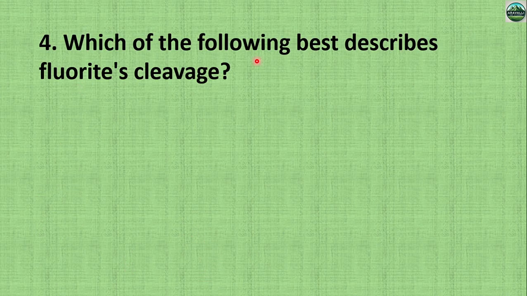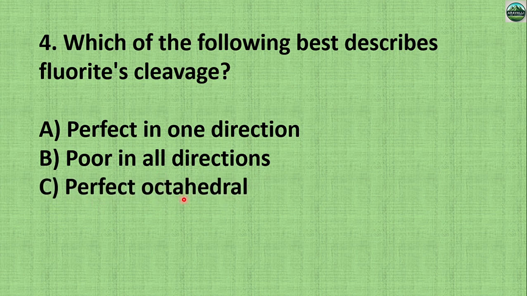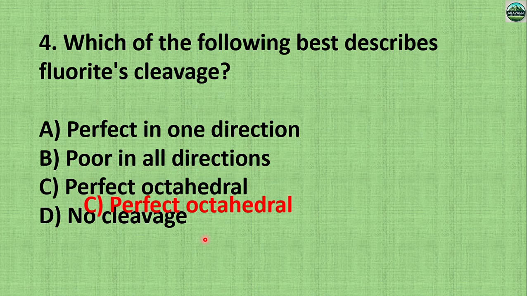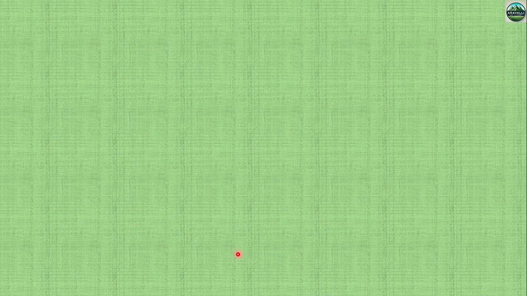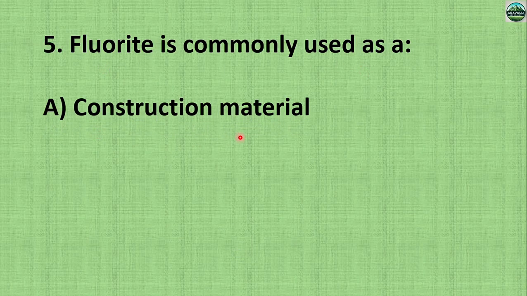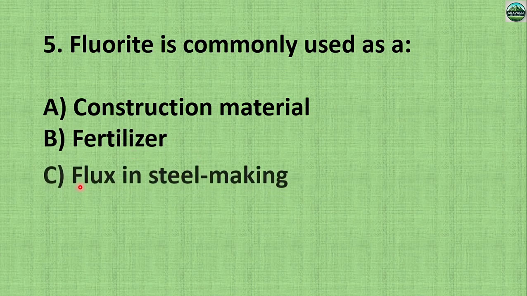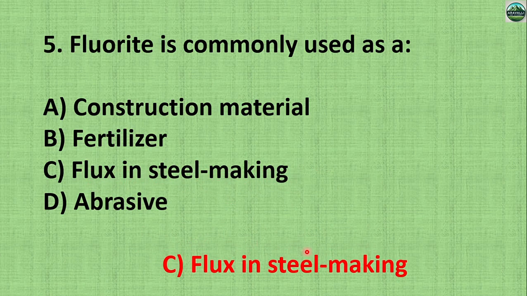Next, which of the following best describes fluorite's cleavage? Perfect in one direction, poor in all directions, perfect octahedral, or no cleavage. Which one is the correct answer? Fluorite cleavage is perfect octahedral, or perfect in four directions. Next, fluorite is commonly used as a construction material, fertilizer, flux in steel making, or abrasive. We know that fluorite is used as a flux in aluminum or steel production. So correct answer is C.